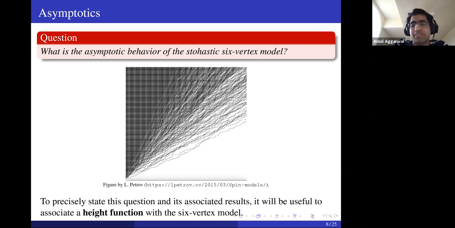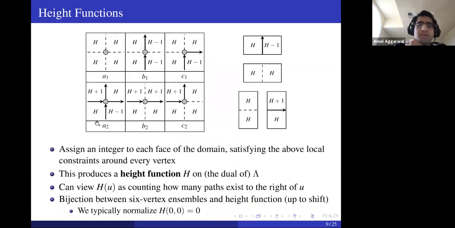Okay, so I'm going to be interested in basically quantifying various aspects of the picture. Those are the questions I'll be focused on in this second third of this talk. And to precisely state this question and the results around it, we'll have to put a number to this model, and that will be done through the so-called height function. Okay, so the height function is defined as follows. We'll assign an integer to each face of the domain, satisfying these local constraints.